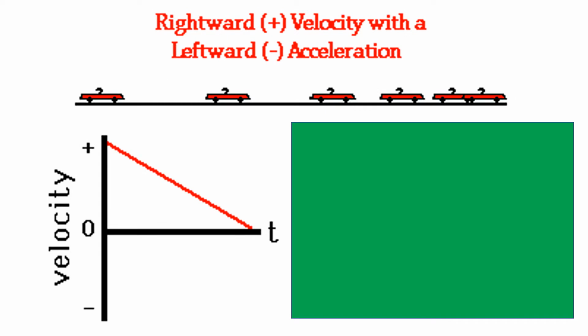You have a rightward velocity, so you have a positive velocity and a negative acceleration. We've talked about this before, and just looking at what's happening to this car as it's moving right, you'll notice the positions get closer and closer together as the time goes by. So that means that over time, this car is slowing down.